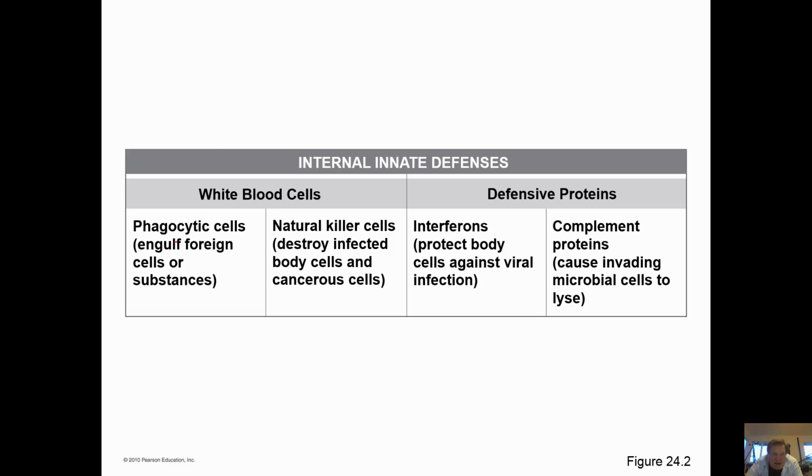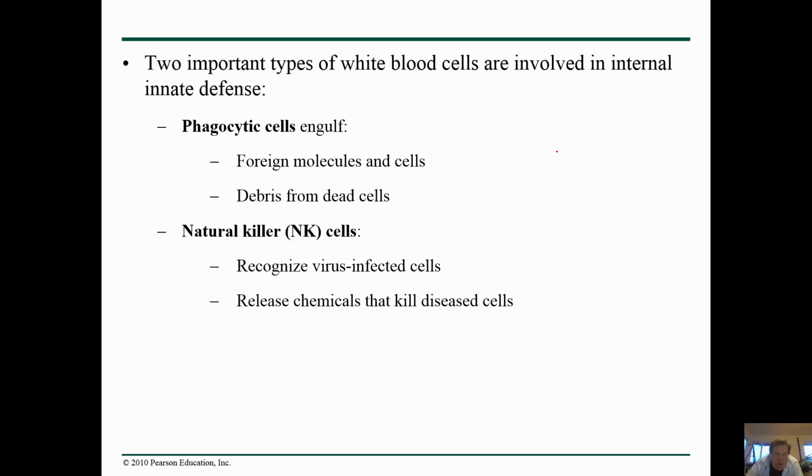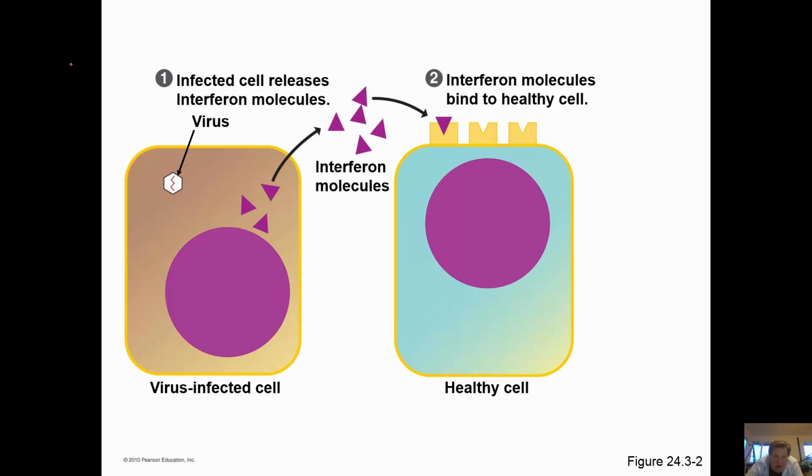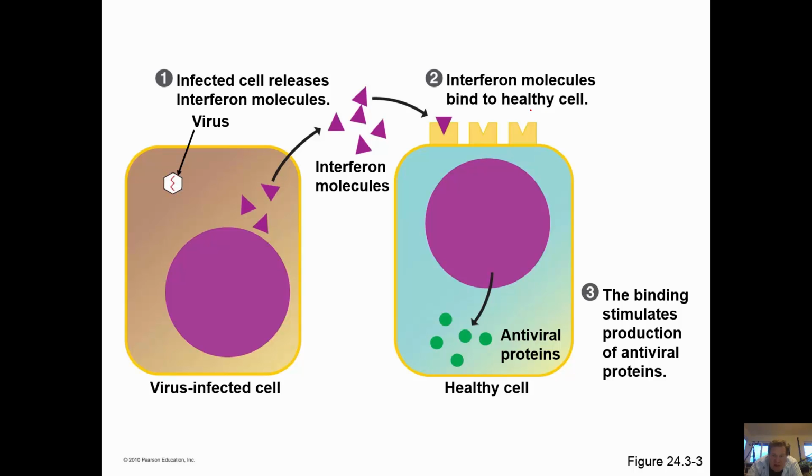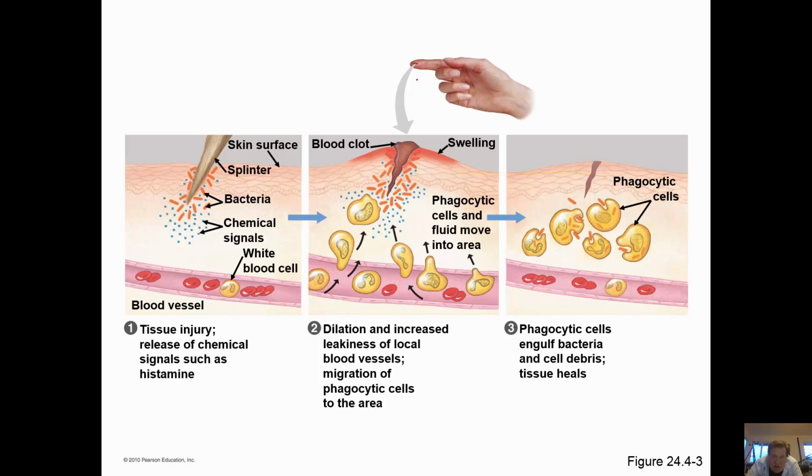How white blood cells work is they phagocytize cells. Natural killer cells destroy infected body cells and cancer cells. Interferons protect the body against viral infection. And the complement proteins will actually kill invading microorganisms. So there's a number of different things, and we talked about that. Here is basically a show of how interferon works. When a cell gets infected with a virus, the cell produces a signal that tells other cells to be warned: there's a virus around. Make antiviral proteins and slow down.